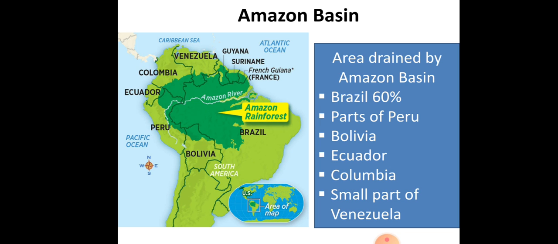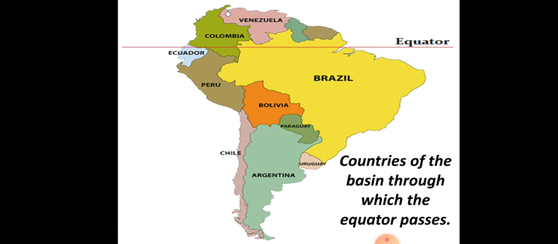The area drained by the Amazon Basin in Brazil is 60%, then parts of Peru, Bolivia, Ecuador, Colombia, and a small part of Venezuela. You can observe this in this map. Now here are the countries of the basin through which the equator passes. It's Ecuador, Colombia, and Brazil.